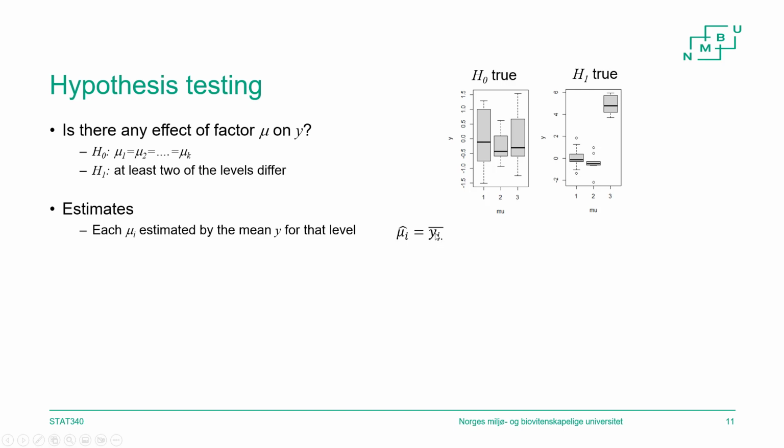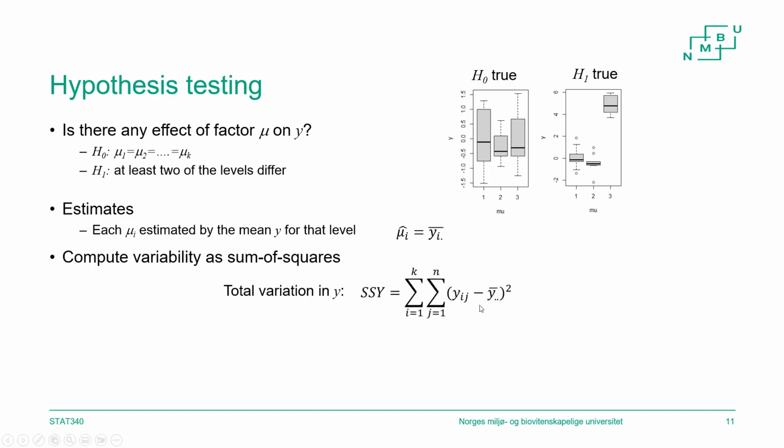And then we write it like this, yi dot, and this dot then means the average over all j's in that factor level. So that's quite typical, to write it with a dot here. We can compute the variability as sums of squares, and we have done that before, right? The total variation in y is this one. So you take all the y's and you subtract the grand mean, as we call it, y dot dot, right? Because this is the average over all response variables, regardless of factor level.